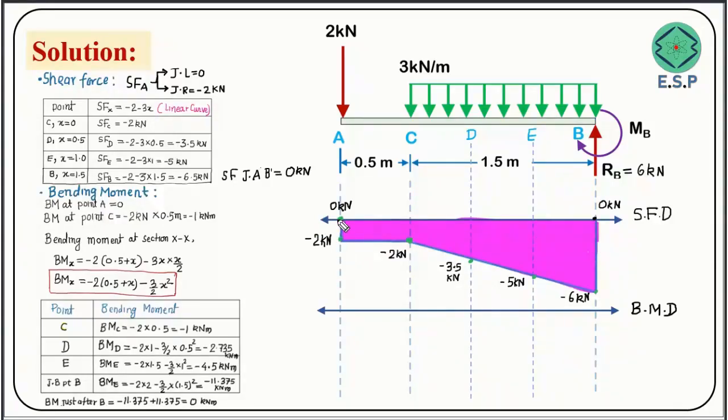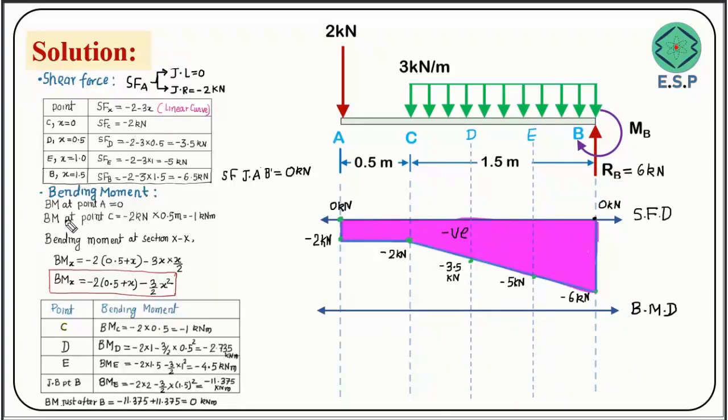So shear force varies from 0 to minus 2, remains minus 2 up to here, then varies linearly up to minus 6, then becomes 0. This is the shear force diagram, and it's negative, because it is coming below the horizontal axis. In the same way we'll be plotting the bending moment diagram. So let's see what the values of bending moment are.